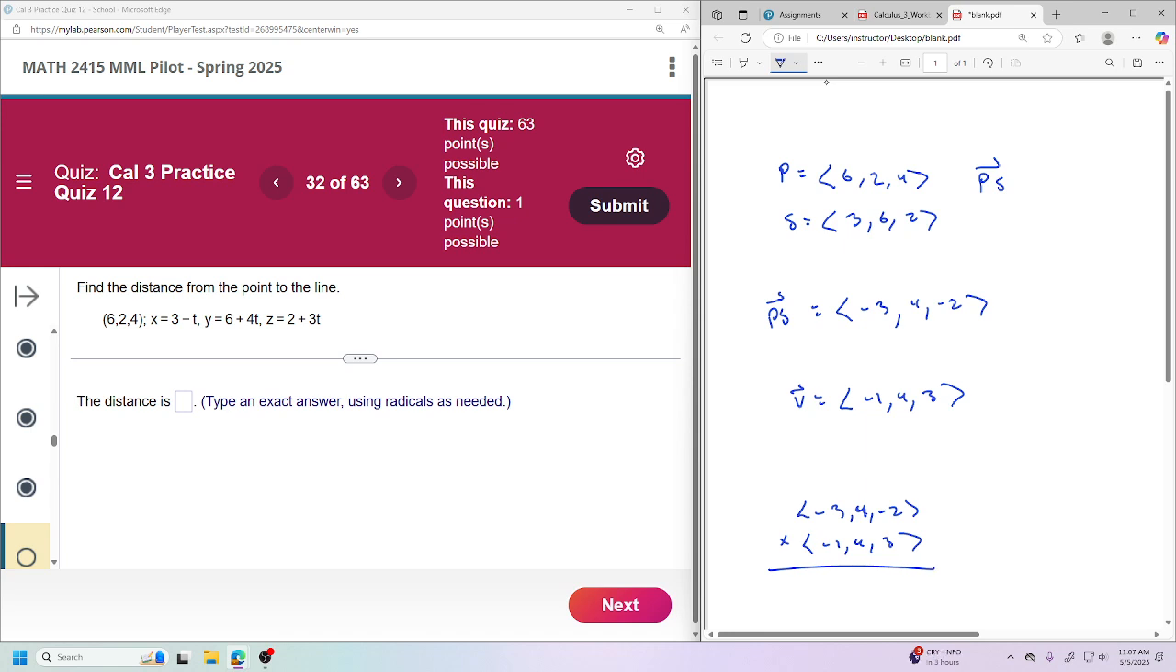Right. P is the point, S is on your line. And I just plugged in 0 because it doesn't matter. It's just any point on the line. Plugging in 0 is just super easy. At least I'm pretty sure this is how it works. Yeah. And then you cross product them.